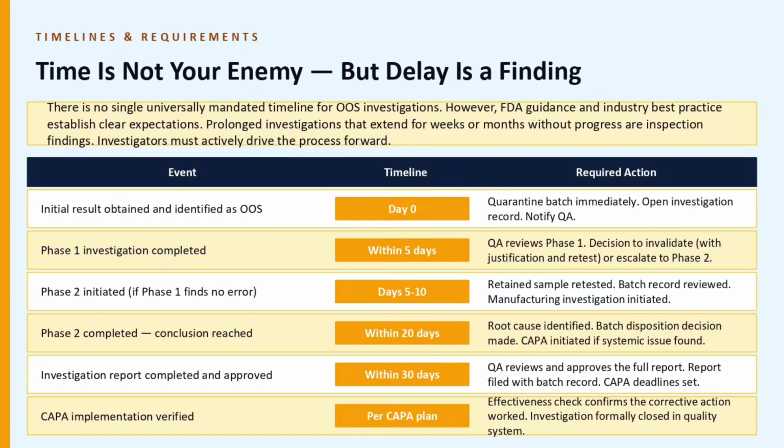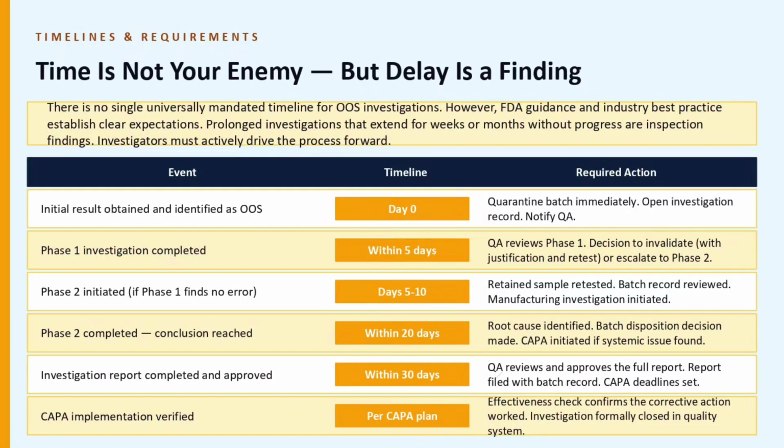If Phase 2 is needed, it should be initiated within days of Phase 1 completion, and the entire Phase 2 investigation should conclude within 20 business days of the original OOS identification. The full investigation report, including root cause, disposition, and CAPA, should be completed and QA approved within 30 business days. CAPA implementation follows the timelines defined in the investigation and is tracked through your quality management system.